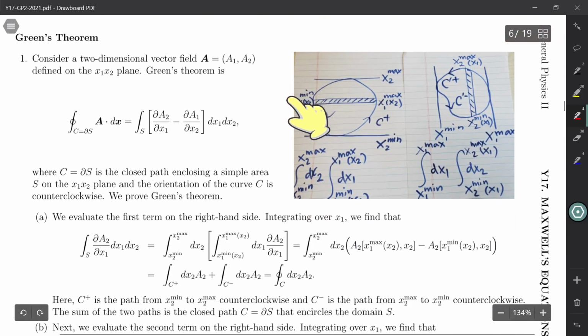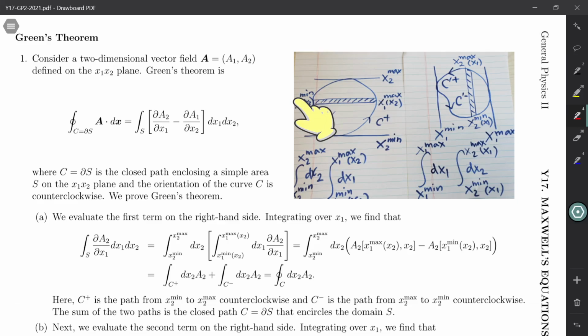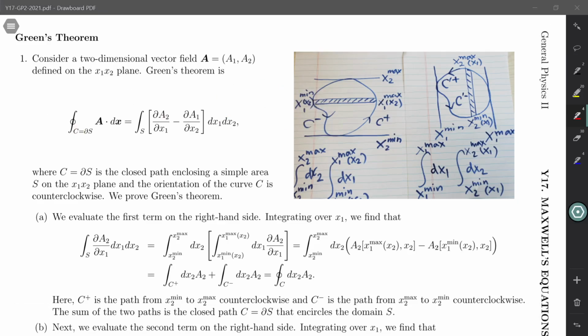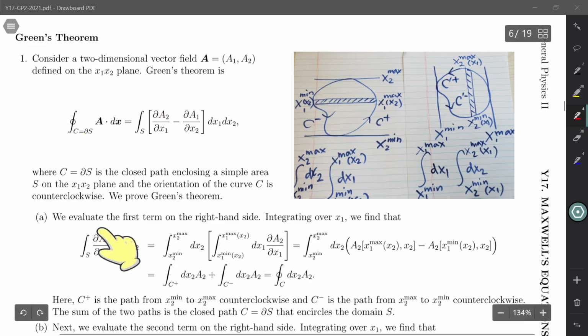Next, we consider Stokes' theorem to compute the Ampere's law. Let us continue to study the Stokes theorem. The two-dimensional version of the Stokes theorem is Green's theorem.